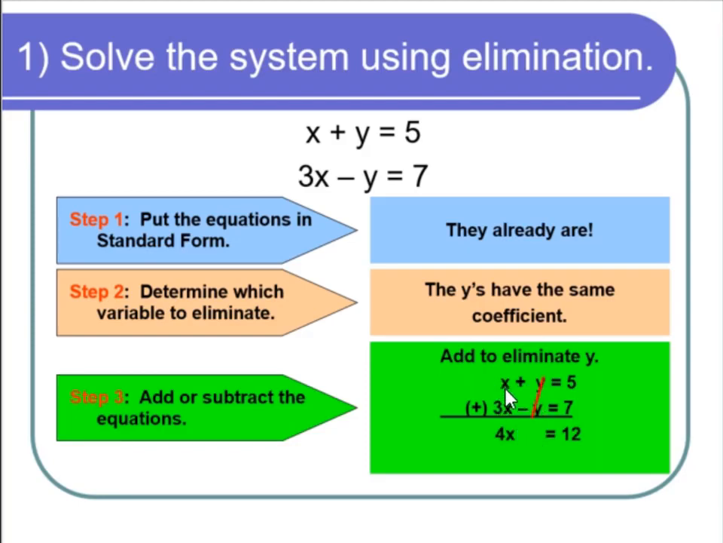So what will happen is x plus 3x is equal to 4x, and 5 plus 7 is equal to 12. We have the coefficient of x, which is 4. So to remove this, we divide both sides of the equation by 4. 4x divided by 4 is equal to x, and 12 divided by 4 is equal to 3.